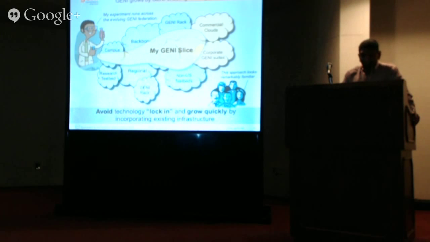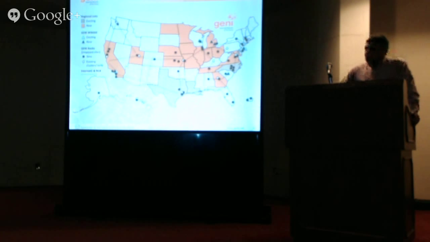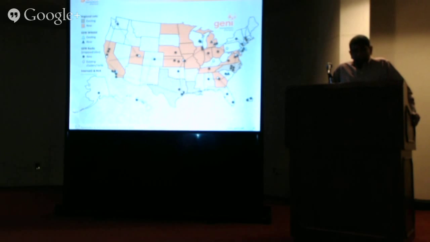This is not a new idea, but it's worked really well for GENI. How big is GENI now? All these dots represent campuses where we have GENI racks. The filled in circles are where racks already exist. The circles that are not filled in are where racks are being deployed now. So we have close to 40 racks deployed at this point.